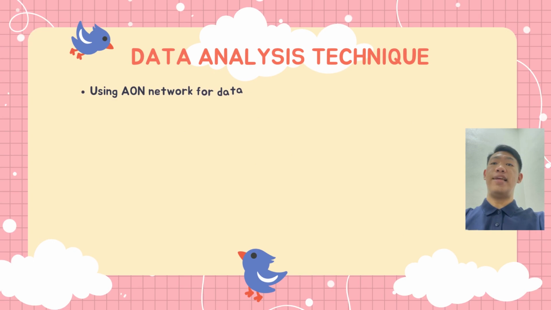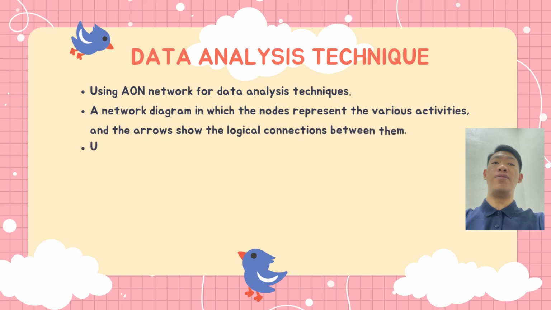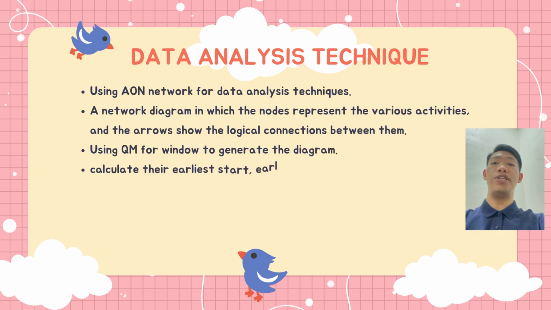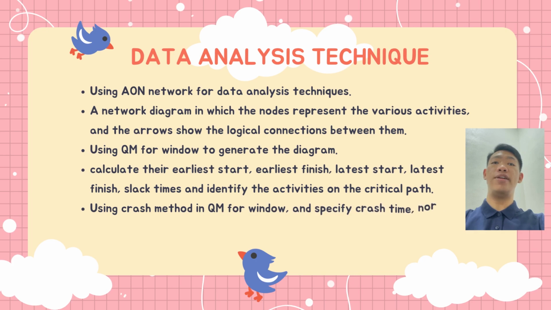Data analysis technique. AON networks are used for data analysis. A network diagram in which the nodes represent the various activities and the arrows show the logical connections between them. QM for Windows is used to generate the diagram, calculate the earliest start, earliest finish, last start, last finish, slack time, and identify the activities on the critical path. Using the crash method in QM for Windows, specify crash time, normal cost, and crash cost.